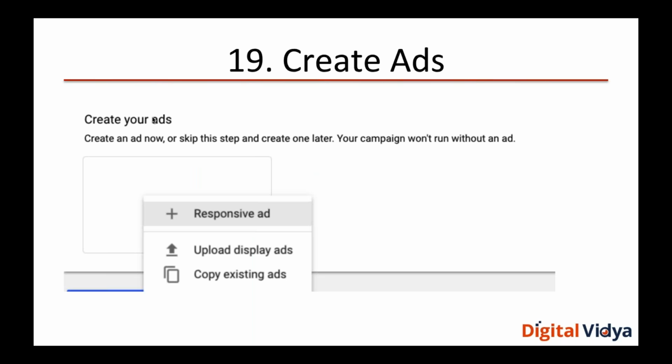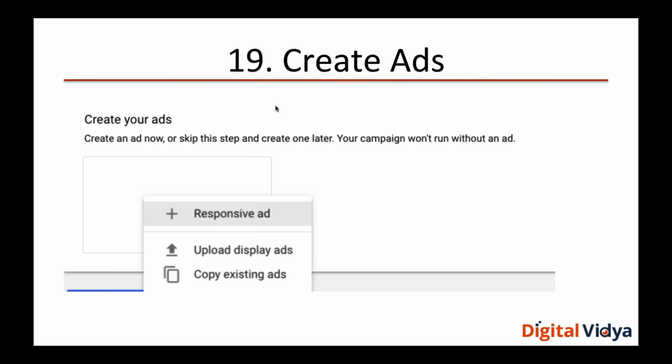Once you've done that, ad group page is over. Now you can create the ad. So there are two ways of creating an ad in display campaign. One, you can upload a display ad. So if your graphic designer has already designed ads for you, you can upload it, or you can create a responsive display ad, the one we saw earlier.